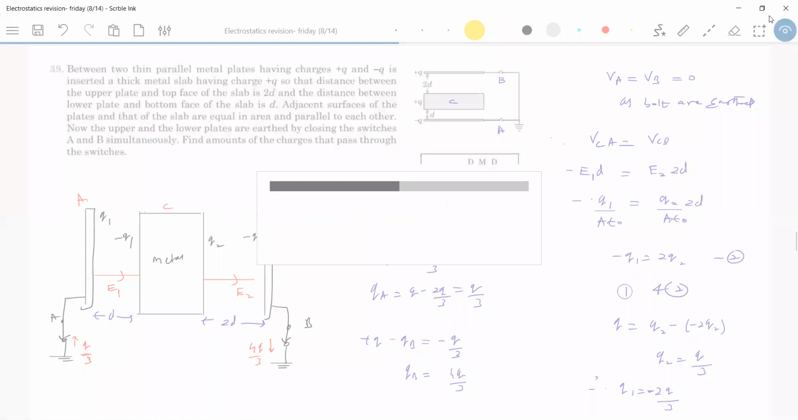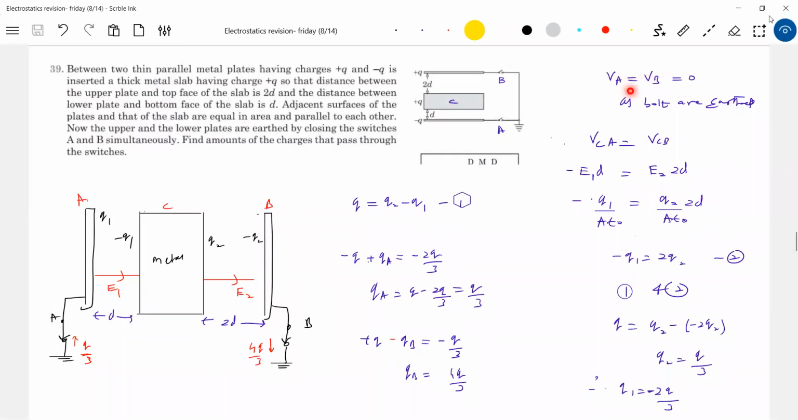I think the main idea of this question is this one. As the plates A and B are at earth, the potential of that should be equal to 0, then we are using this one.